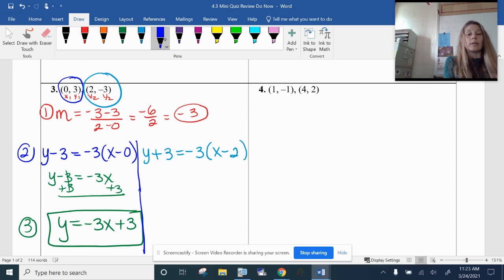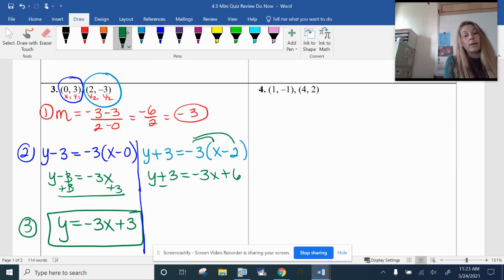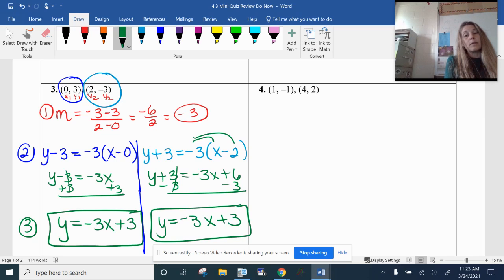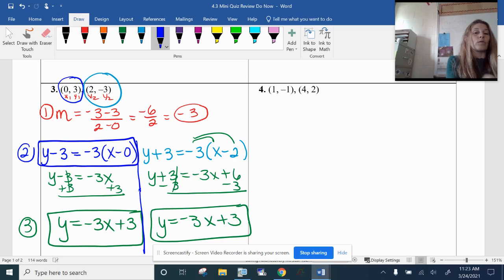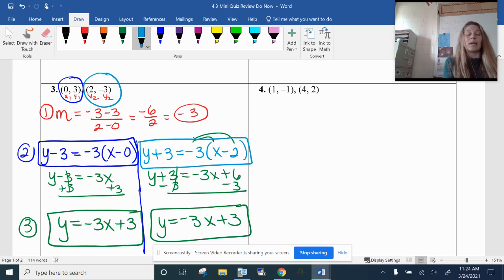Now, if I had done the other equation instead, I'm going to distribute my negative 3. So I have y plus 3 equals negative 3x plus 6. Subtracting the 3 from each side, and it would leave me with y equals negative 3x plus 3. So notice, even though I had two different point-slope form equations, I end up with the same slope-intercept either way.